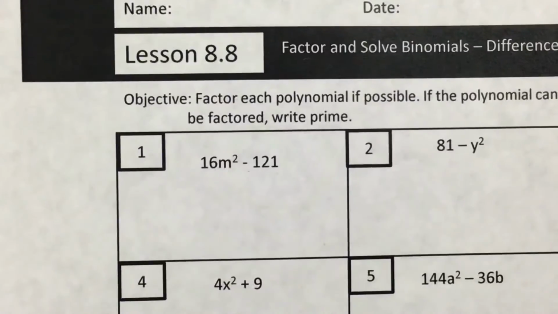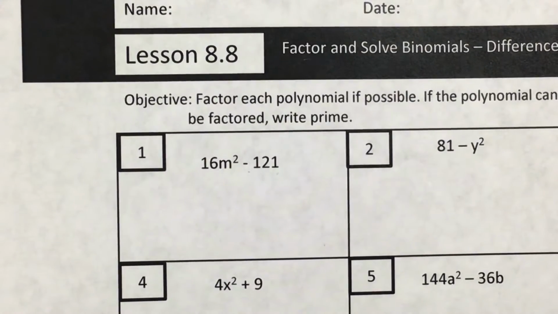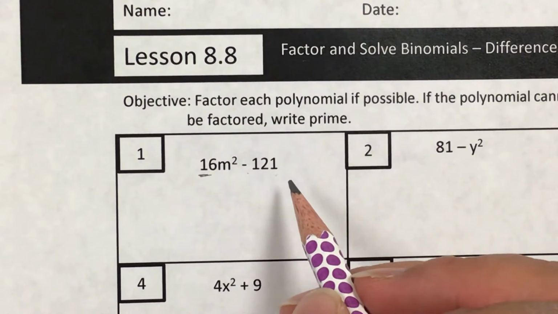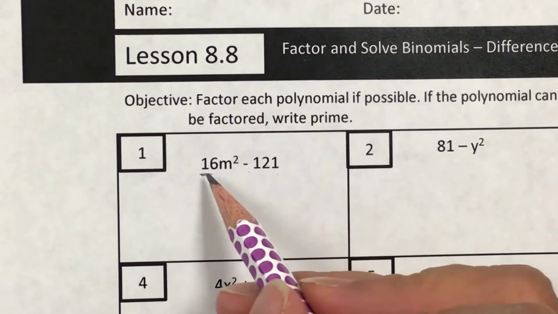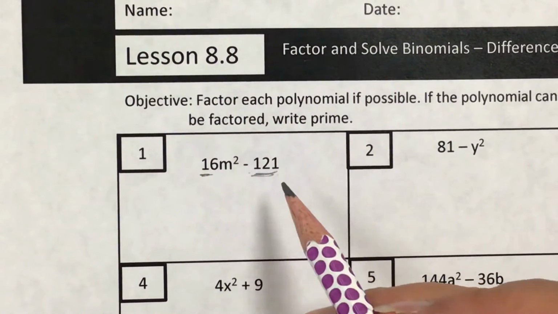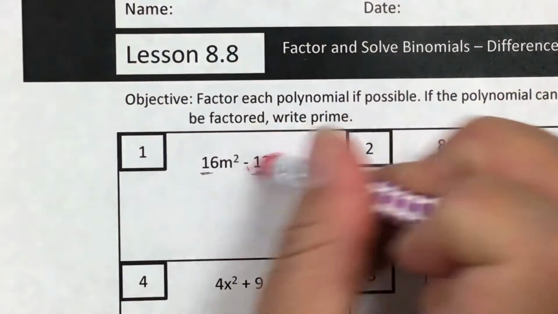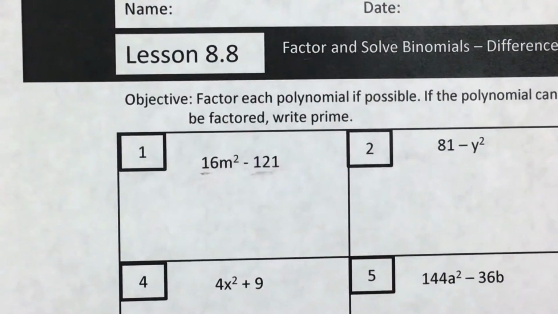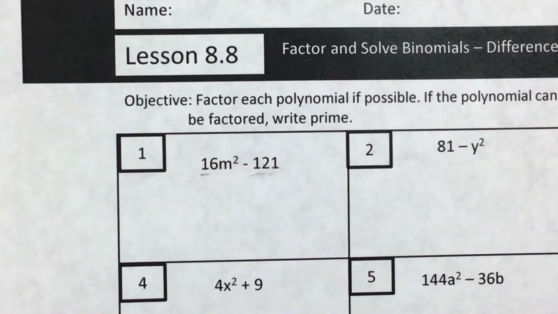All right, so let's take a look at the first one. It says factor the polynomial if possible, and if the polynomial cannot be factored, then write prime. So look at this. Is this a square? 4 squared is 16, so yes. Is this a square? Yes, 11 squared is 121. That means that this is a difference of perfect squares.